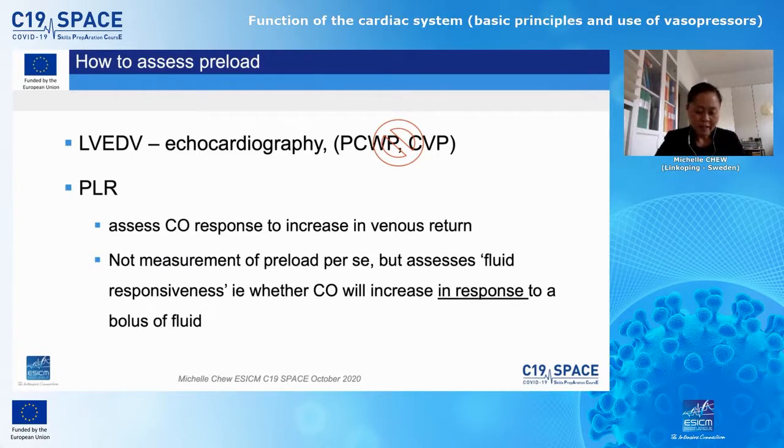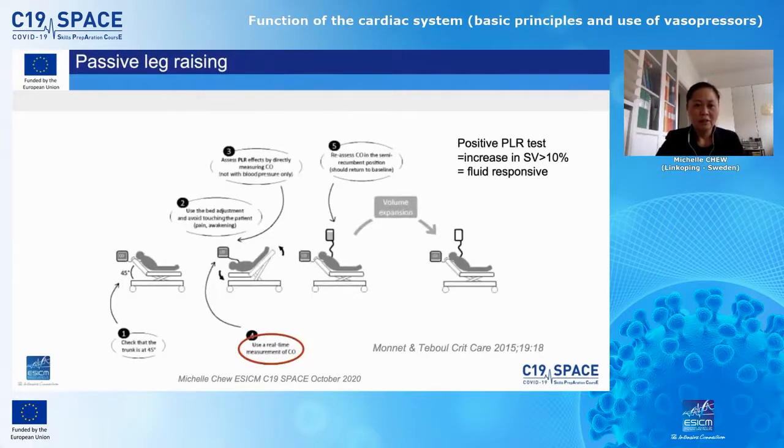So the currently recommended way of assessing dynamic preload response is the PLR test, the passive leg raising test. This assesses whether the cardiac output will increase in response to a bolus of fluid, except you don't give a bolus of fluid. You do this instead. So the PLR test is easy to do, but it is not just a matter of raising the patient's legs. This is a very common misconception.